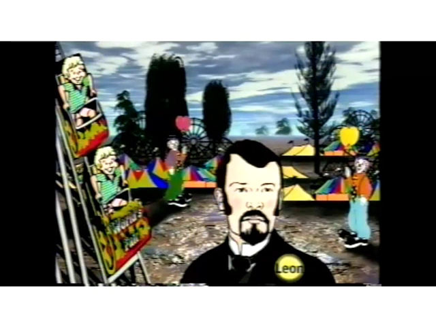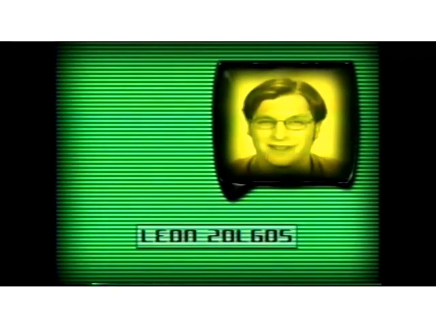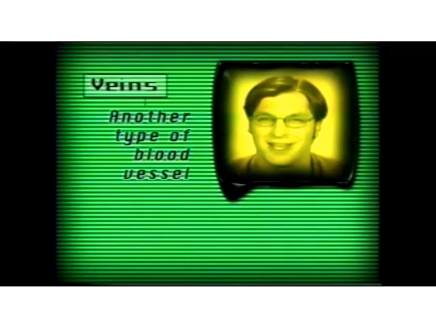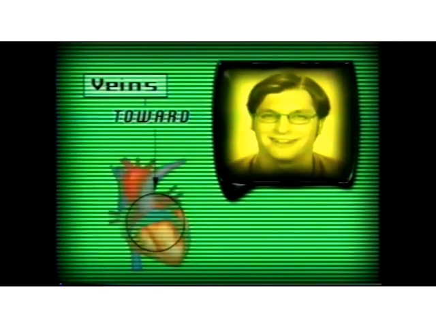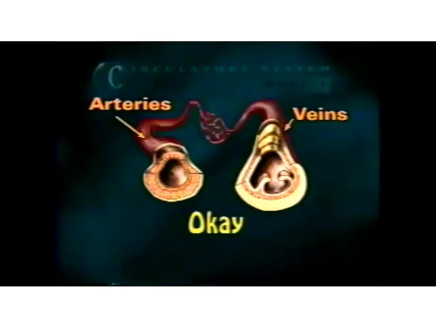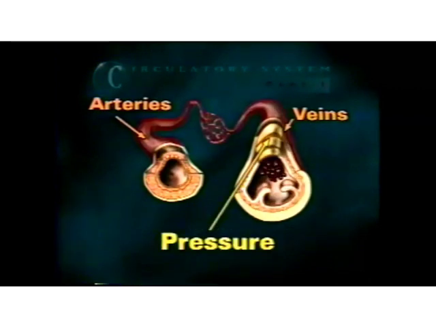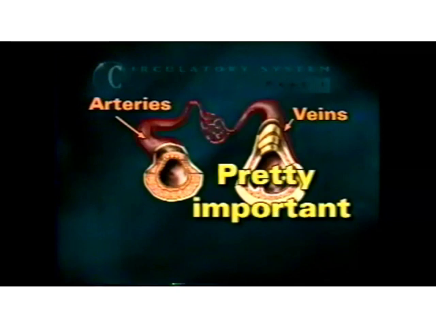And now, the veins. For those of you who had no idea who that was, which is probably everyone watching, it was obscure assassin and funny man Leon Zolgos. And that was a little introduction to veins, another type of blood vessel. Veins have an important job too. They transport blood towards the heart. Veins have thinner walls and larger lumens than arteries, but that's okay because not as much pressure is exerted on the walls of veins as on the arterial walls. In any event, veins are pretty important.